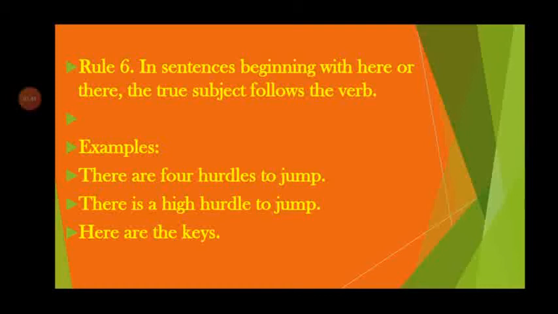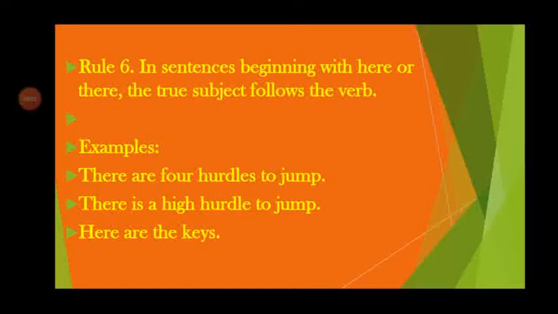Rule number 6. In sentences beginning with here or there, the true subject follows the verb. For example, "There are 4 hurdles to jump." "This is a high hurdle to jump." Then "Here are the keys."